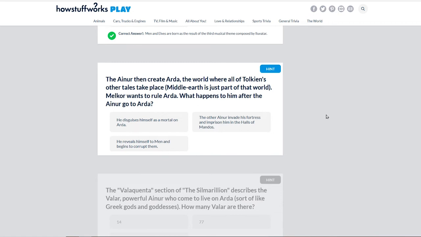The Ainur then create Arda, the world where all of Tolkien's other tales take place. Middle-earth is just part of that world. Melkor wants to rule Arda. What happens to him after the Ainur go to Arda? He disguises himself as a mortal on Arda. The other Ainur invade his fortress and imprison him in the halls of Mandos. He reveals himself to men and begins to corrupt them.